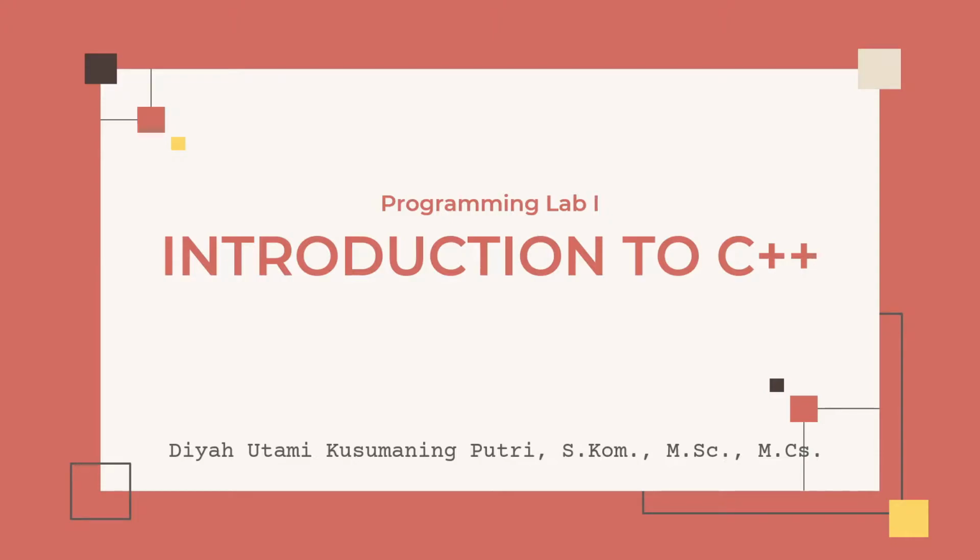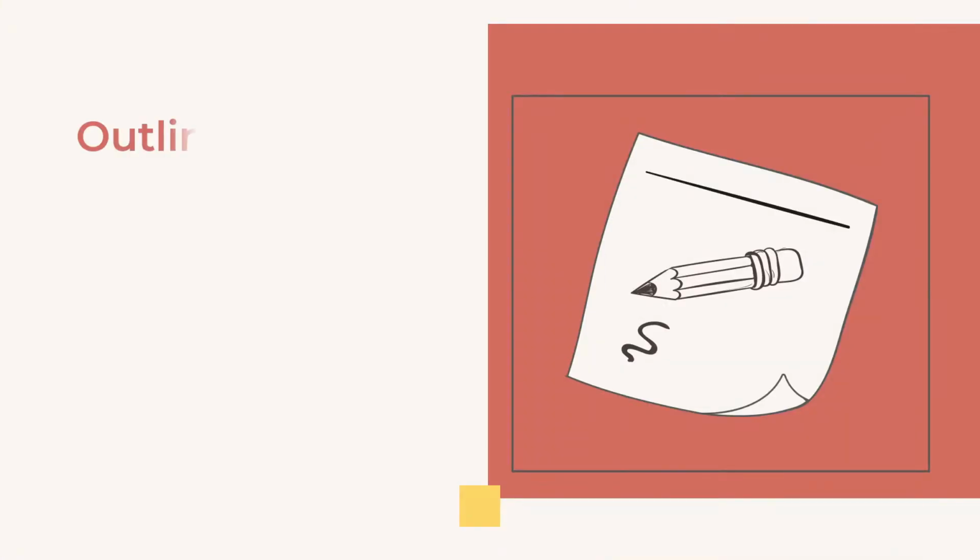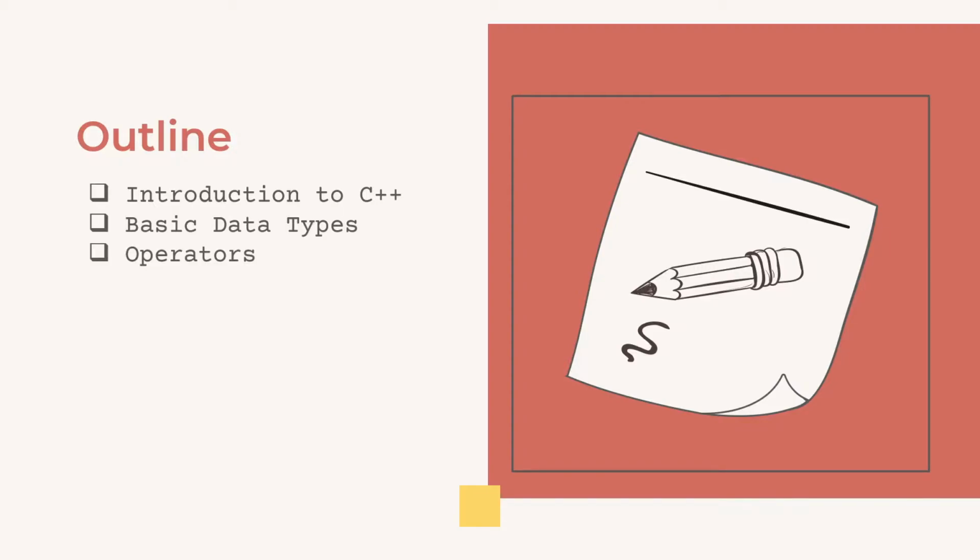In this video, I will explain to you about introduction to C++ programming language. We will discuss several topics in this chapter. First, introduction to C++. Then we will discuss basic data types. After that, we will discuss various operators. And then we will discuss how to use input and output in C++ programming language. And lastly, I will show you a simple case using C++ programming language.